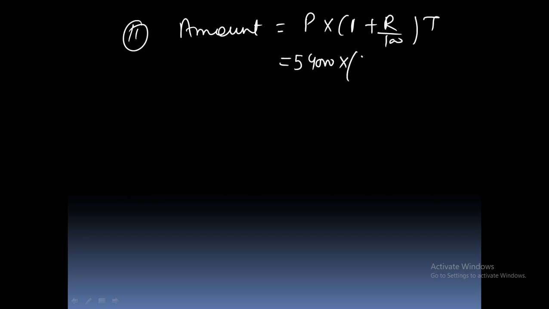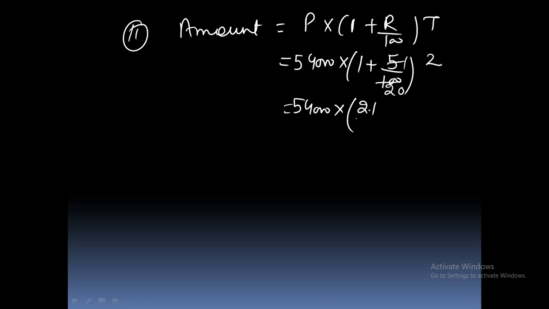Amount is equal to P multiply 1 plus R over 100 power T. 54,000 multiply 1 plus rate of interest 5%. Time will be 2, because 2005 minus 2003 is 2. 54,000 multiply by 5 over 100.